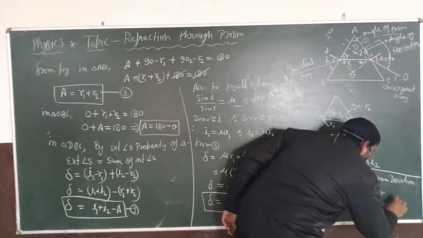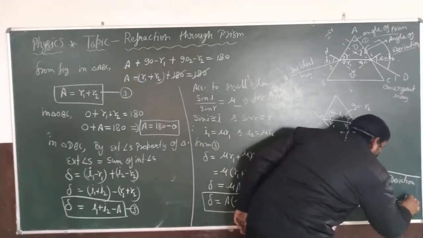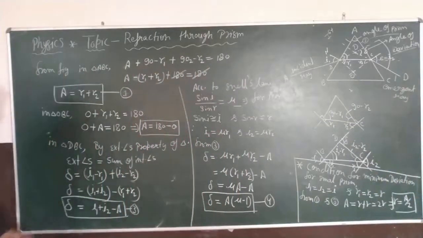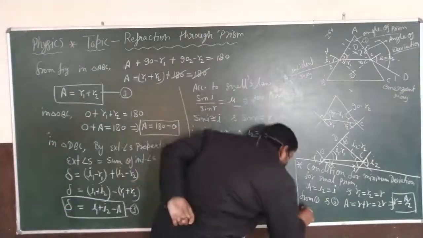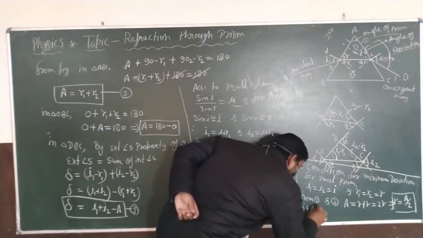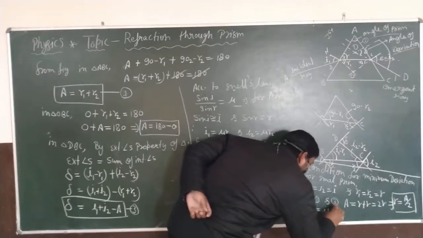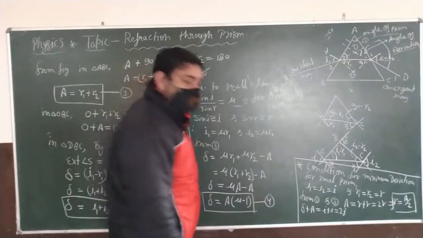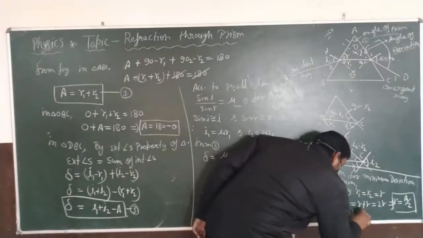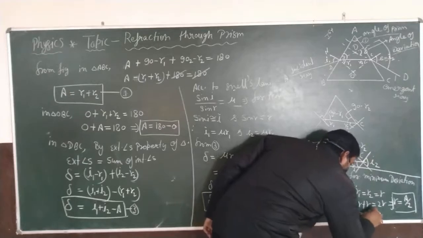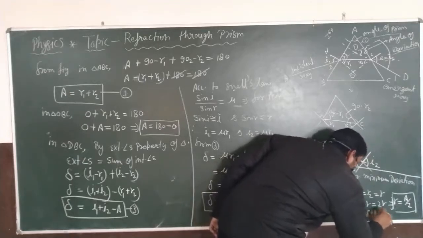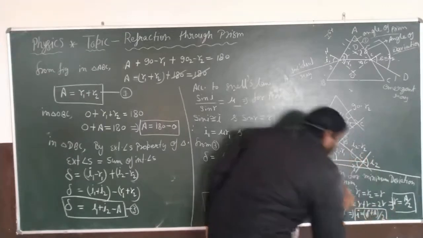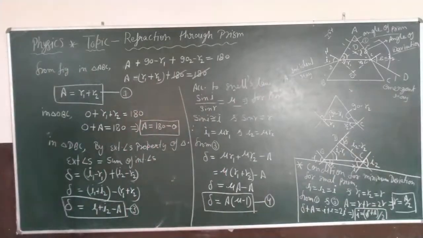Then you will get from here, and from earth, del plus A equal to I plus I equal to 2 angle I. Okay, therefore angle I is equal to del plus A by 2. This is the value of angle of incidence.